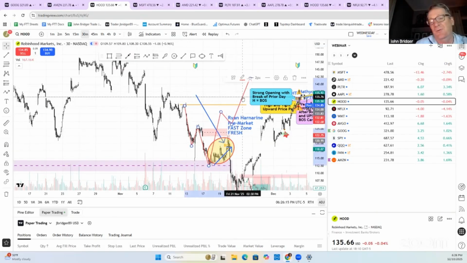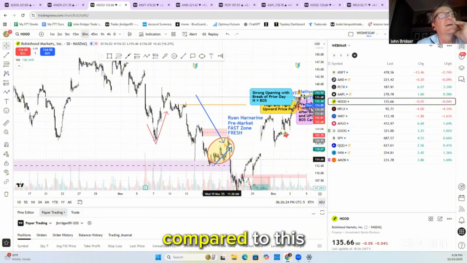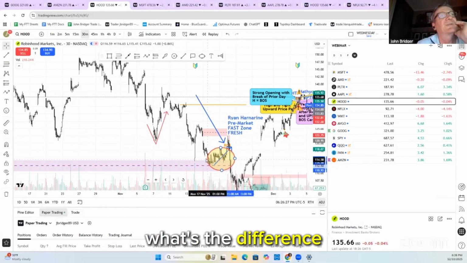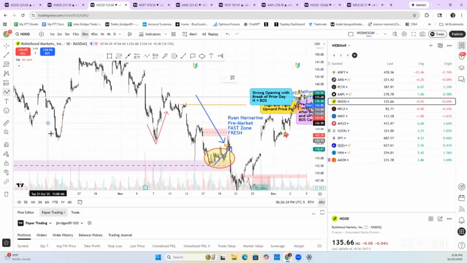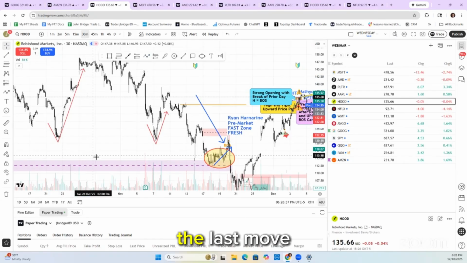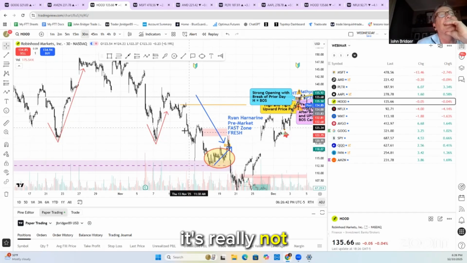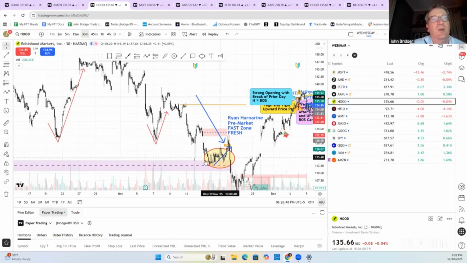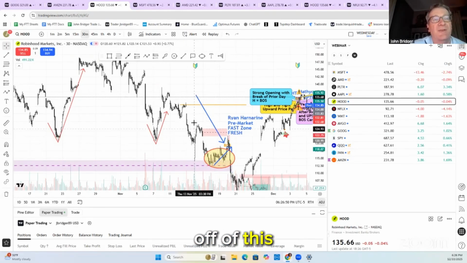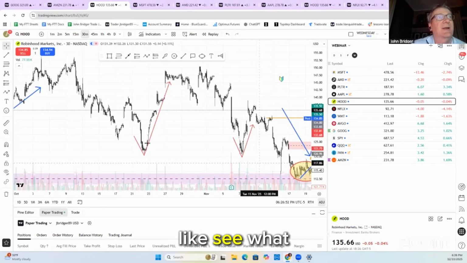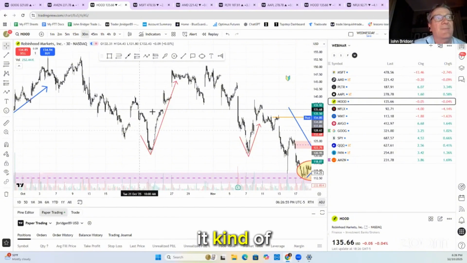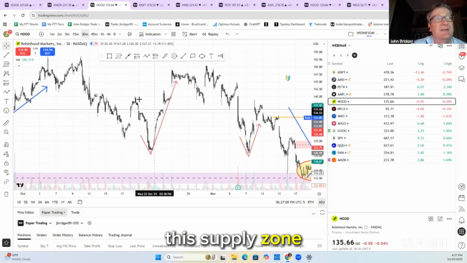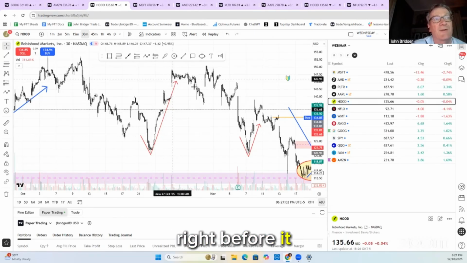Your other clue, look at this compared to this. What's the difference? It was a stronger move compared to the last move towards the pivot point. See how it's hanging around? It's really not. If it was really like a trend reversal, you would have expected some kind of move off of this and taken out the supply. Like, see what happened here? Pivot came up, it kind of paused, but it didn't hang around here very long, and then it took out this supply zone right before it pivoted back down.